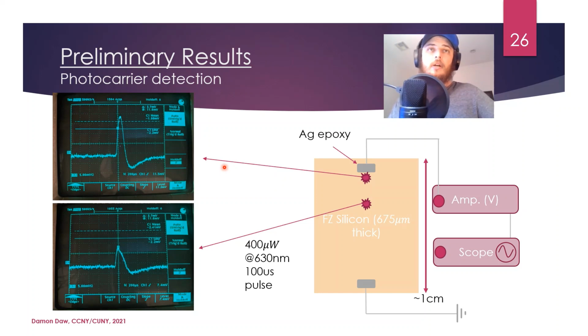And towards that end, we've done some preliminary experiments where we take a chip of very pure silicon. It's about 675 microns thick, and it's about 1 centimeter long. And we put some silver epoxy pads on the surface of this chip, and we pulsed it with a laser at different spots. For example, if you shoot a laser at the surface of the chip, and we're using a 630 nanometer laser, by the way, you'll generate a bunch of electrons and holes, and they'll induce a current in this pad. And this is the trace you see if you're very close to the chip.